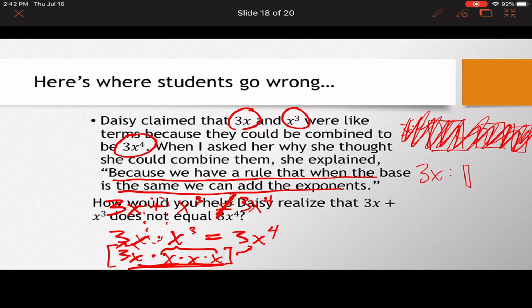is 1, 2, 3. Now x cubed, we haven't really seen this manipulative, but it's like a cube where all sides are x's. Now we can't combine these together through addition, because this isn't multiplication here. We're not talking about groups of objects like multiplication, but addition. So we can't combine them together. They'll just be 3x and x cubed, since the objects are different.